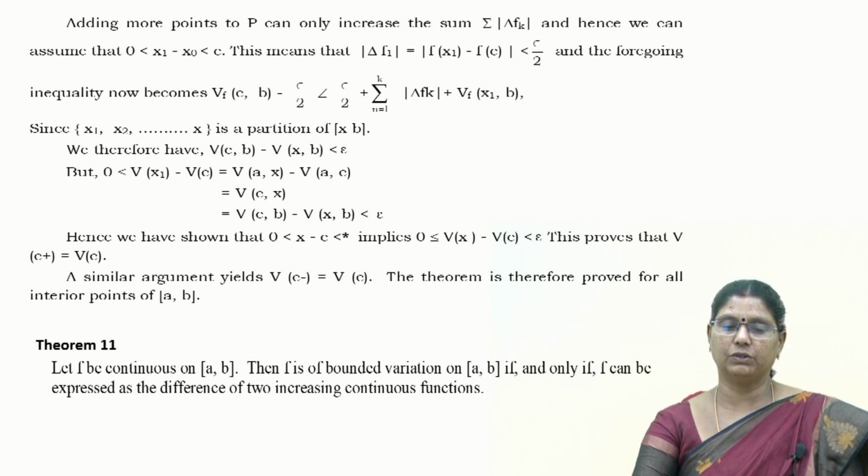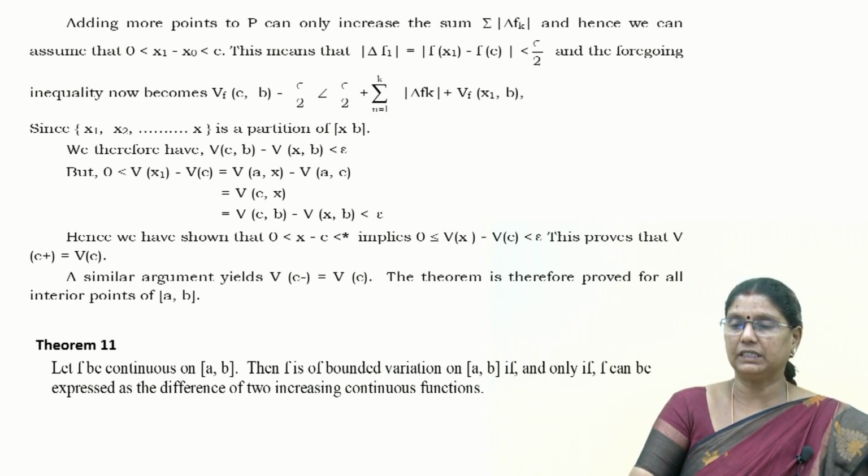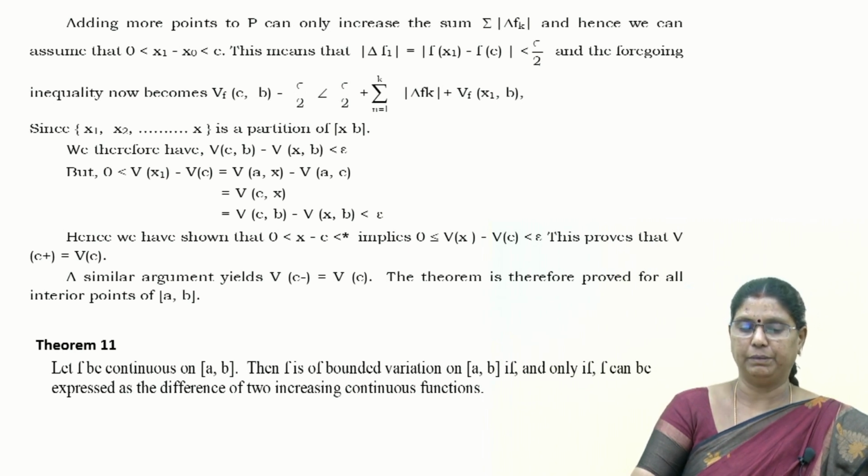But 0 ≤ V(x) − V(c) = V(a,x) − V(a,c), that is equal to V(c,b) − V(x,b), which is less than epsilon. So this shows that 0 ≤ V(x) − V(c) < epsilon, and hence the right hand derivative V(c+) is equal to V(c). A similar argument proves that V(c−) is also equal to V(c), and hence it can be proved for all the interior points of the closed interval [a,b].